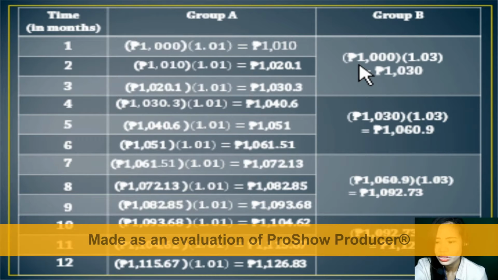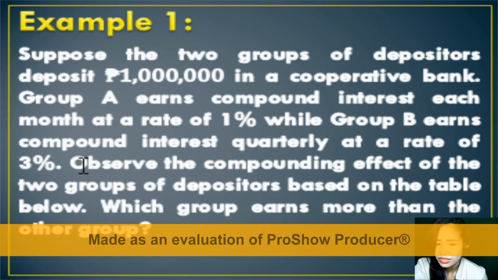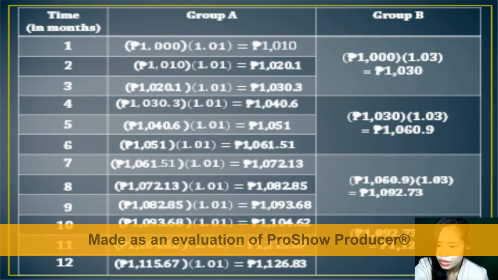However, in Group B, you have the money which is 1,000 pesos. You will simply multiply it by 1.03. Why is it 1.03? Because in the problem, the rate given is 3%. So that's the difference between the two. In Group B, the rate is now 0.03. So in the first, second, and third month, or in the first quarter, one quarter involves 3 months. In the first quarter, the earning of Group B is 1,030 pesos.